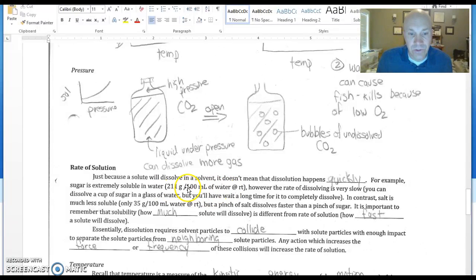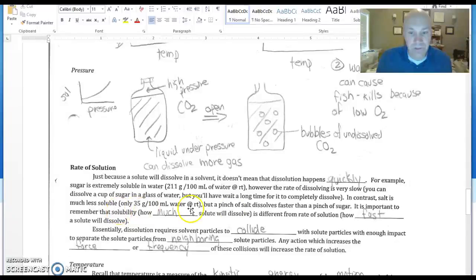When you have a saturated solution of sugar water, you actually have more of the solute than you do of the solvent. Just because it can dissolve an incredible amount of sugar, it doesn't mean it happens fast. It actually happens very slowly. You probably realize this if you've ever tried to add a teaspoon of sugar to iced tea. The sugar initially just sinks to the bottom of the glass. If you stir it for long enough, it will dissolve, but it takes a long time. In contrast, salt is a lot less soluble, but a pinch of salt would dissolve much faster.